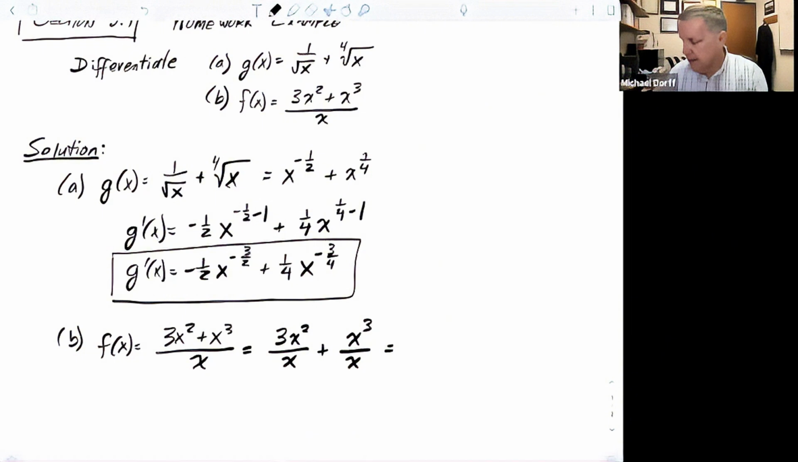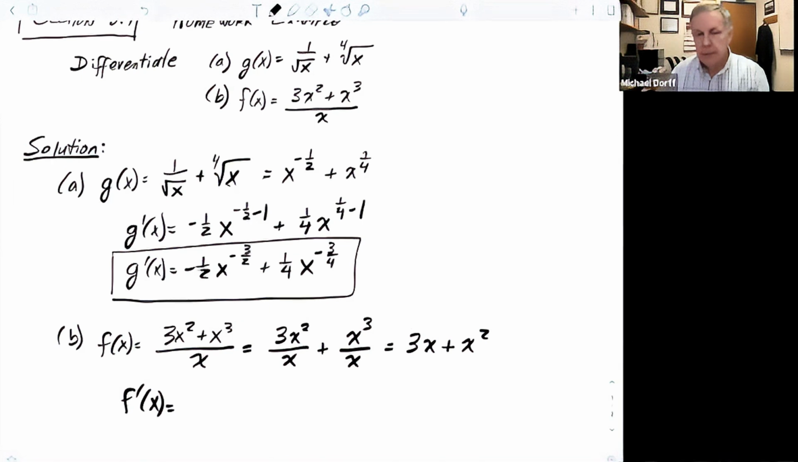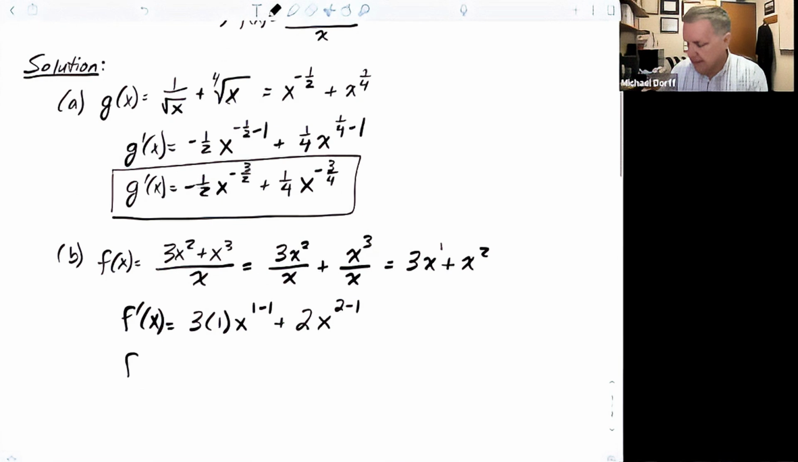and then we can simplify it. So 3x squared over x is the same thing as 3x. X cubed over x is the same thing as x squared. Now I can do the power rule, and I have the 3x. When you say, well, what's the power there? Well, the power is 1. So I have 3 times 1. I bring the power out front, and then I do x, and then I do 1, the previous power, minus 1. For the second one, I bring the 2 out front, and then I have the x, and then I have 2 minus 1.